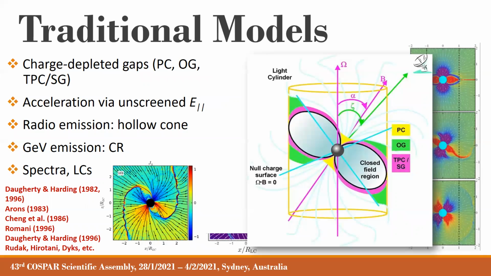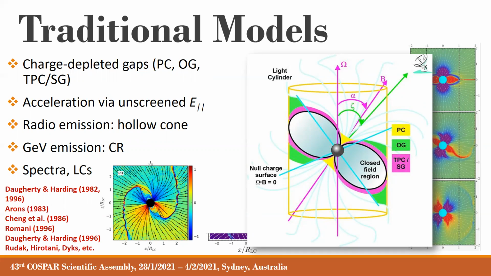These are more local models, and they invoke charge-depleted gaps in different places within the magnetosphere of the pulsar. In these gaps, we have acceleration of particles to relativistic energies by an unscreened electric field parallel to the local magnetic field structure. And we believe that radio emission comes from a hollow cone close to the polar cap surface, and the GeV emission is believed to originate from curvature radiation. These models could give one spectra and light curves from first principles.